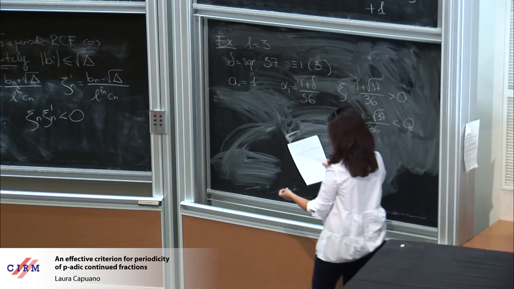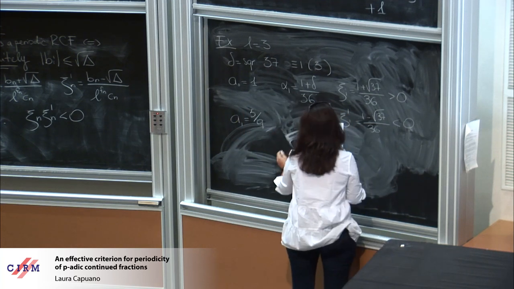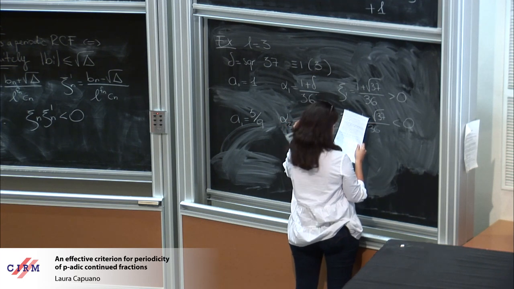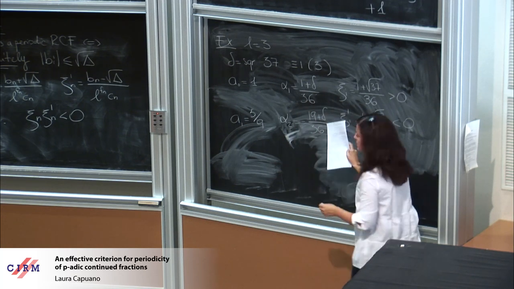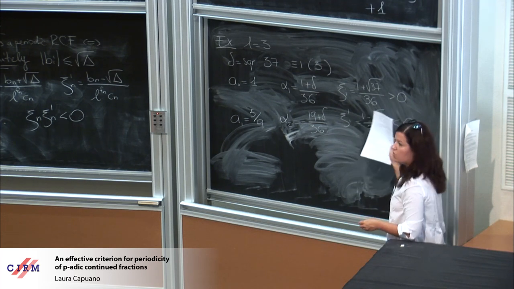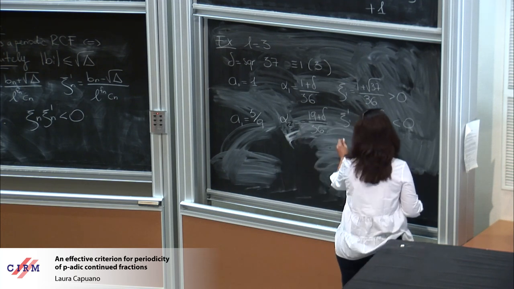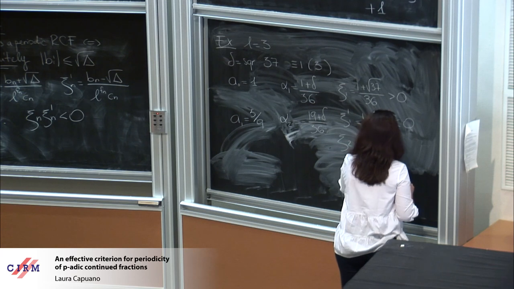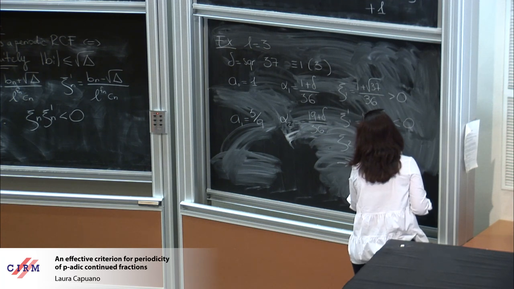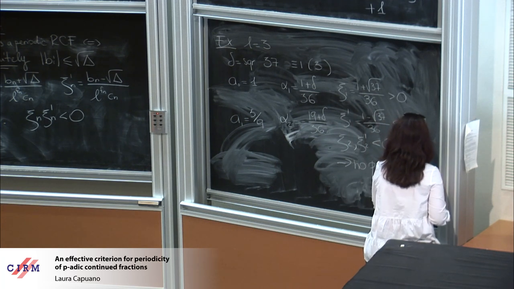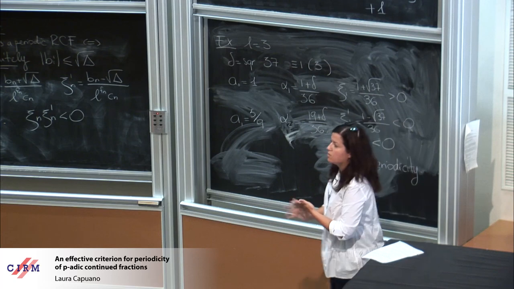But if you go on and perform one other step, you have that the partial quotient is 5 over 9, and alpha 2 is minus 19 plus delta over, again, 36. In this case, you see that both embeddings are negative. So C2 and C2 prime are both negative, and this means, by the theorem, that you don't have periodicity. Okay, so I will stop here. Thank you.